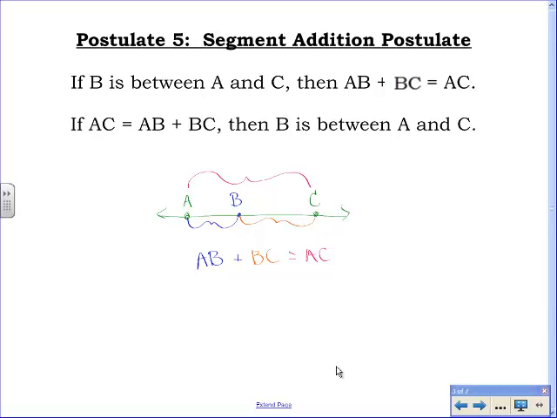You can also use the segment addition postulate to prove that there is a point between two endpoints. So if AC equals AB plus BC, then B is between A and C. If I have my whole segment and there's a point that breaks it into two parts that still add up to the whole thing, then that point has to be on the segment between my two endpoints.